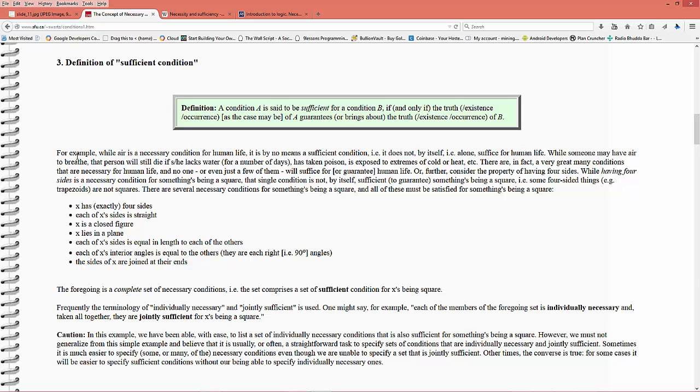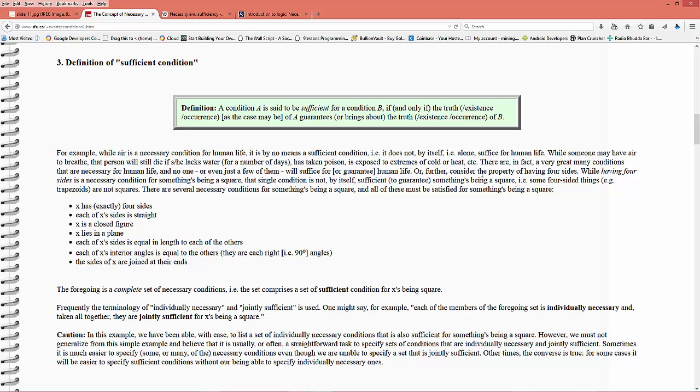For example, while air is a necessary condition for human life, it is by no means a sufficient condition, i.e. it does not by itself, i.e. alone, suffice for human life. While someone may have air to breathe, that person will still die if she lacks water, has taken poison, or is exposed to extremes of cold or heat. There are in fact a great many conditions that are necessary for human life, and no one, or even just a few of them, will suffice for or guarantee human life.